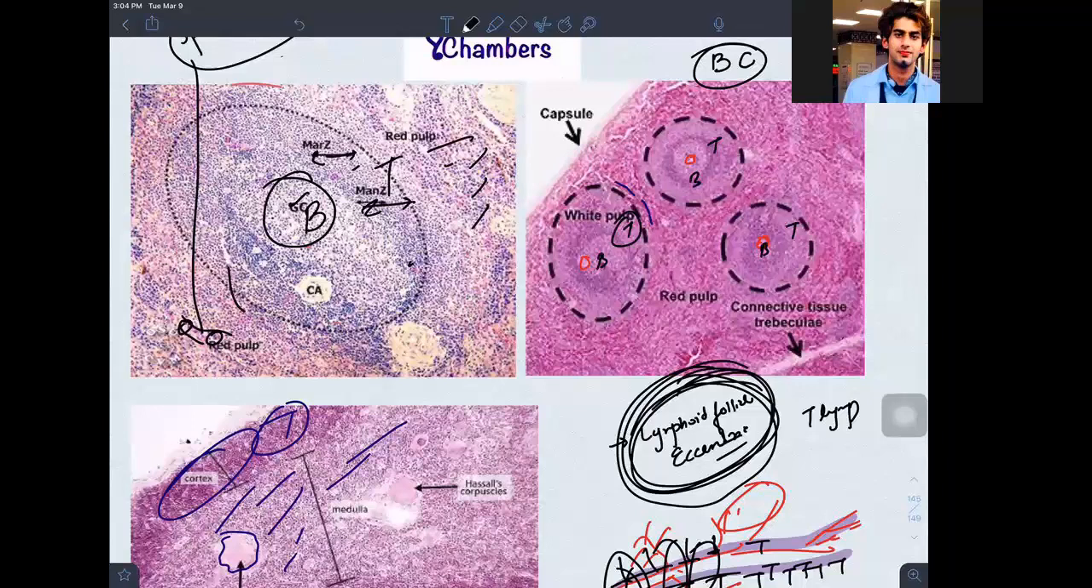Okay. So where are the cords of Billroth seen? Cords of Billroth. That's a beautiful answer, in the spleen. Okay.